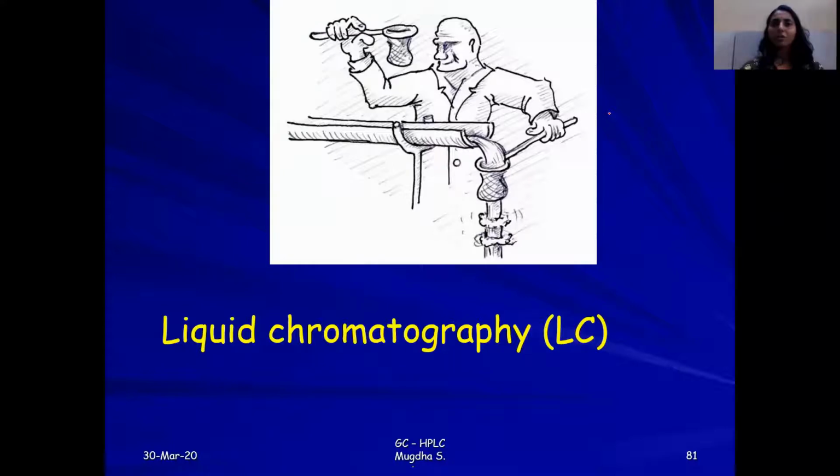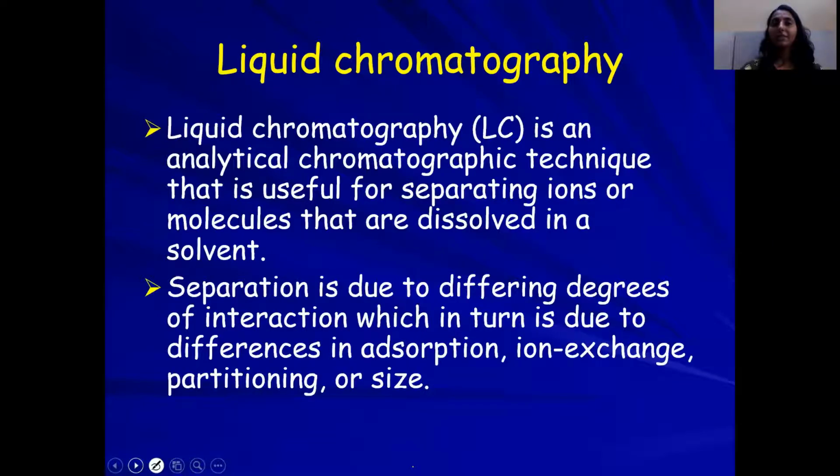Let's start with liquid chromatography now. What we saw in gas chromatography is that the mobile phase is a gas and your stationary phase could be a liquid or a solid, usually a solid. Now we are seeing liquid chromatography, where your mobile phase is liquid. And nowadays most companies are using liquid chromatography and HPLC, which is more advanced, rather than gas chromatography.